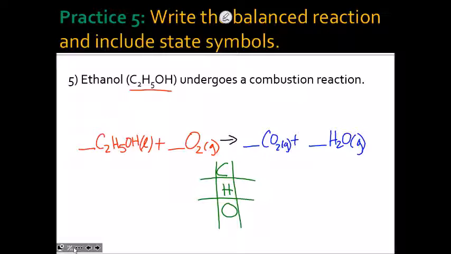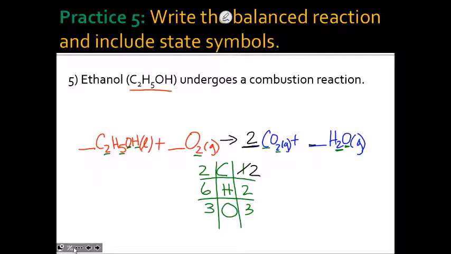So let's go ahead and add things up. We got a 2 here. 5 plus 1, that's 6. 1 oxygen here, 2 here, that's 3. So add it up over here on the other side. 1 carbon, 2 hydrogens, 2 plus the 1, 3 oxygens. So, starting with the carbon, what do we put here to balance our carbons? Put a 2 here. That's great.